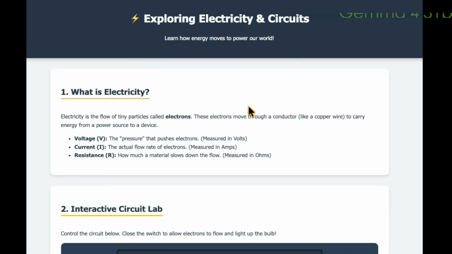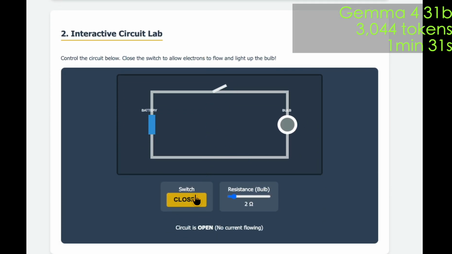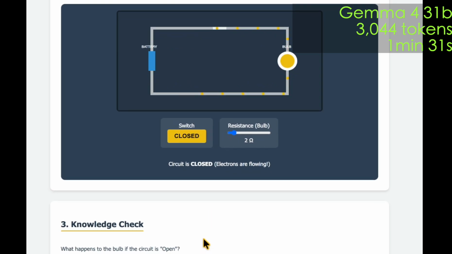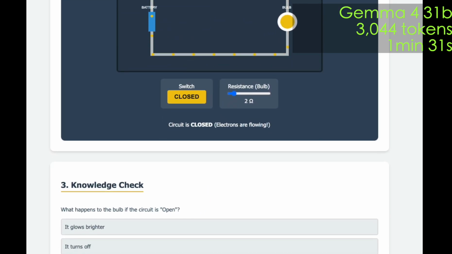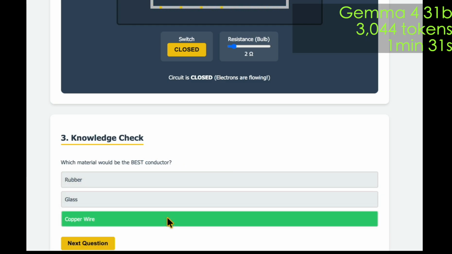The Gemma version is simpler, but works properly. There is a problem with the button label initially, but it corrects itself with use. Pressing the button to close the circuit will turn on the bulb and show the electrons moving. Using the resistance slider will correctly show the light bulb dimming. There is also a bonus quiz at the end to round out the task of creating an interactive explainer. And Gemma took 3,000 tokens in only 1.5 minutes.